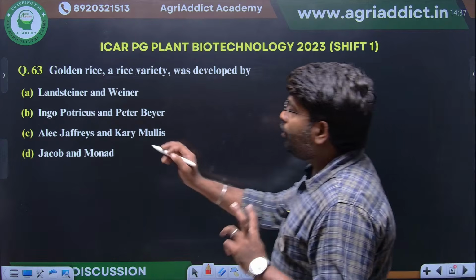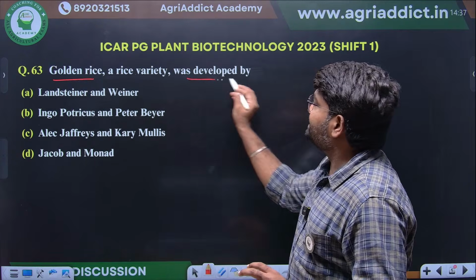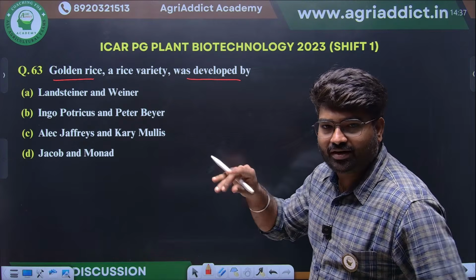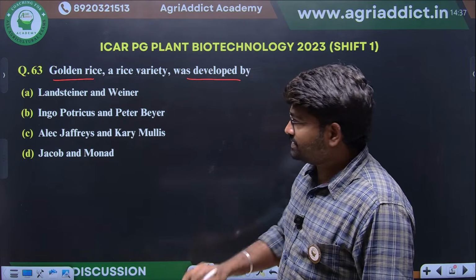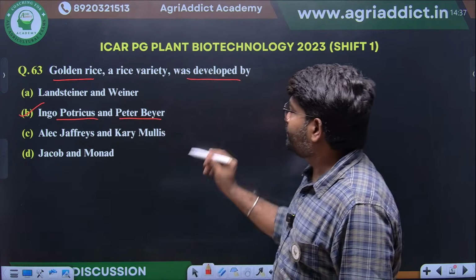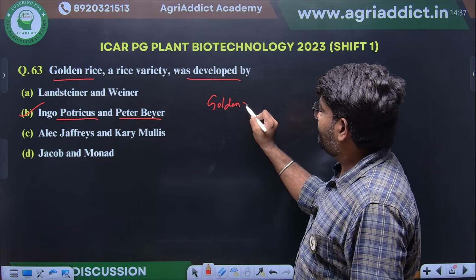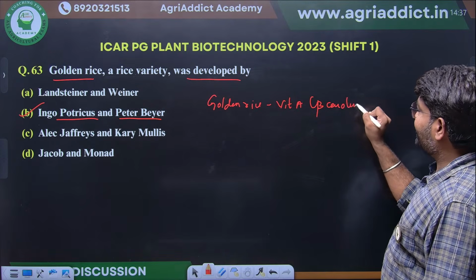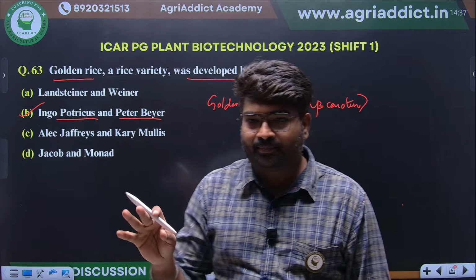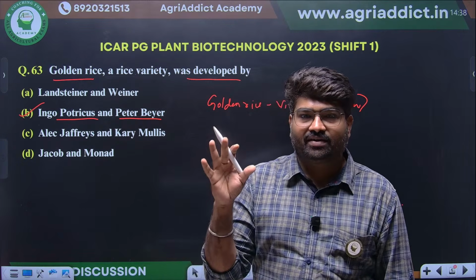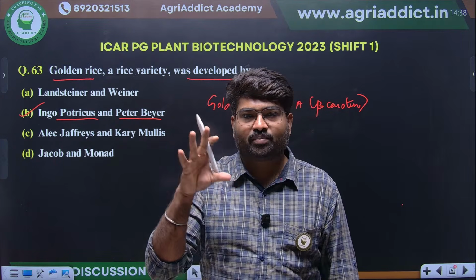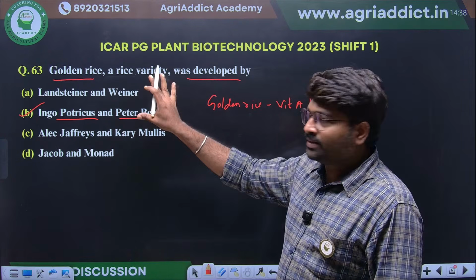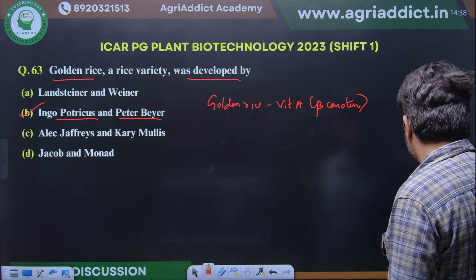Golden rice was developed by whom? We discussed this in the genetic engineering class. Golden rice was developed by which scientist? Yes, option B, Ingo Potrykus and Peter Beyer. Golden rice means vitamin A rich or beta carotene rich rice. We also have to focus on the different genes; we have already seen in our class that they took genes from maize and from daffodils. That also we have to focus on.